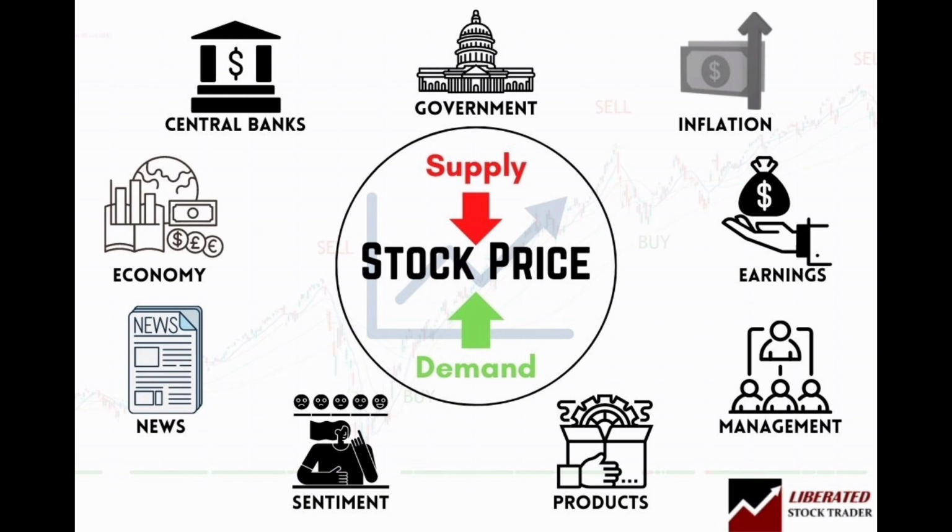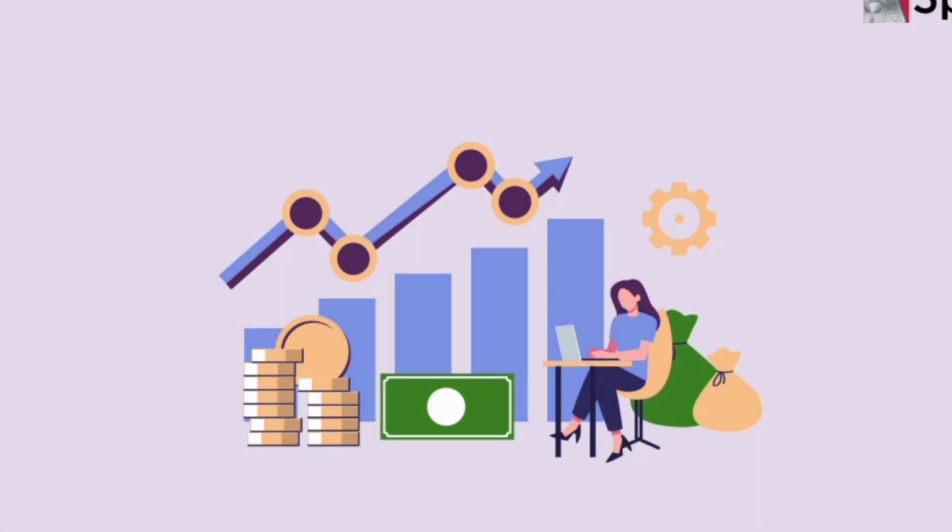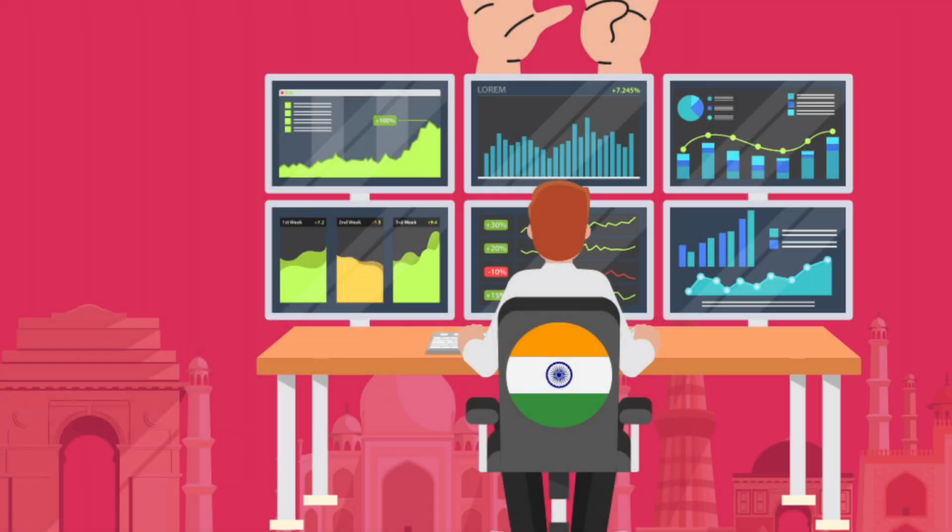Second one, supply and demand. The fundamental economic principle of supply and demand dictates a stock's price. When demand exceeds supply, the price goes up. When supply exceeds demand, the price falls. Now, the dividend declarations. A company's decision to pay dividends can influence its stock price.